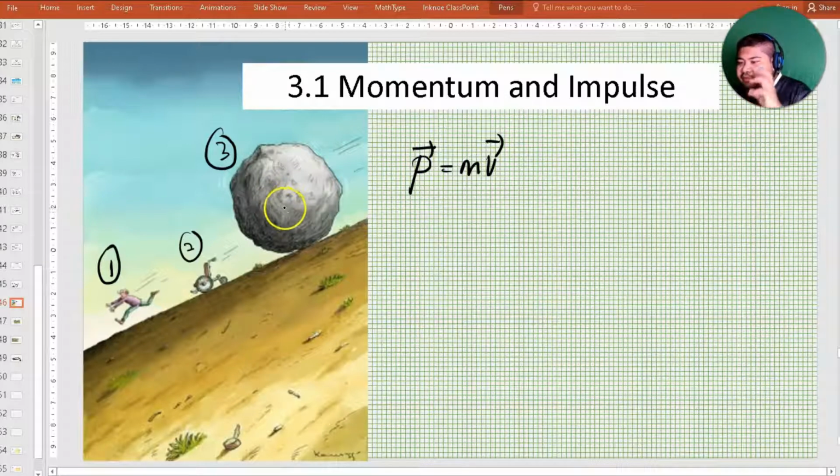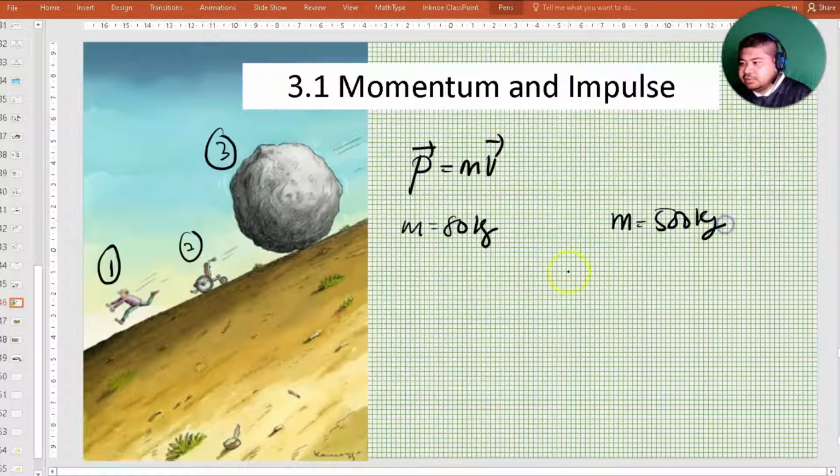So we'll say that the boulder has more motion to it. The way we quantify that amount of motion is using the momentum. If you look at, let's say, the mass of the person is probably around 80 kilo, and the mass of the boulder, let's say, maybe 500 kilogram. So the person will have less motion compared to the boulder.